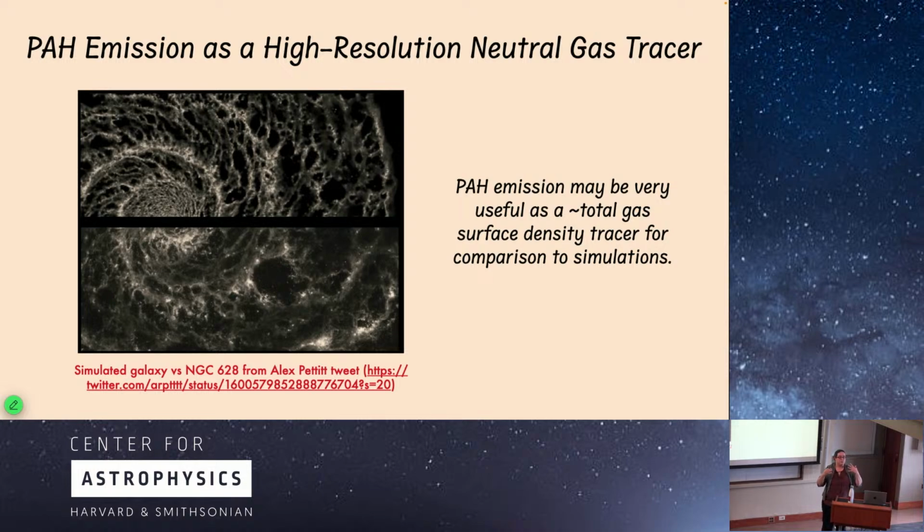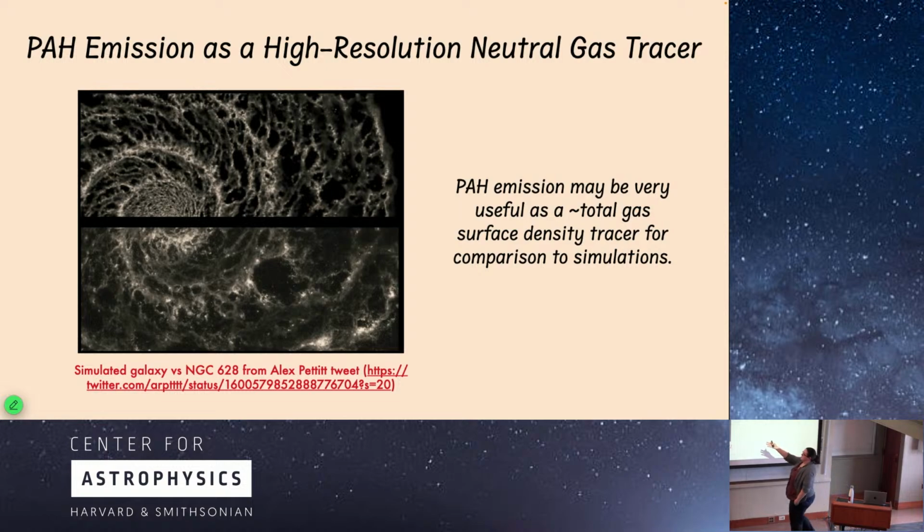resolution as your comparison to recent galaxy simulations that give us beautiful maps of the total gas surface density, but are more difficult to have the chemistry that gets you something like CO and H1 separately, right? Total gas is pretty easy.